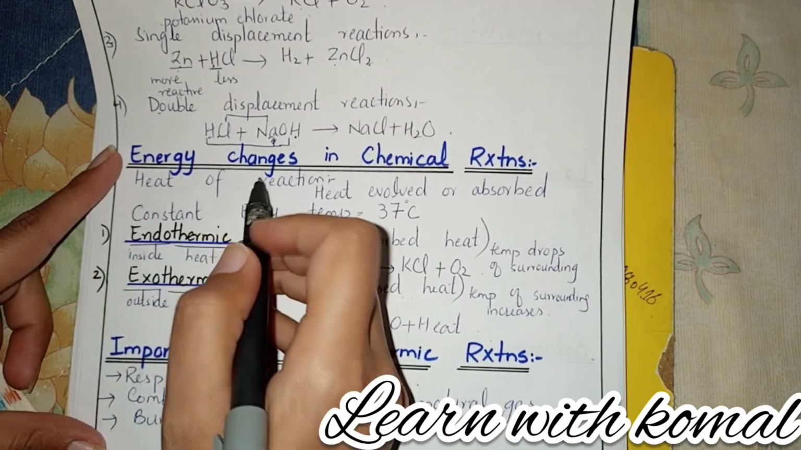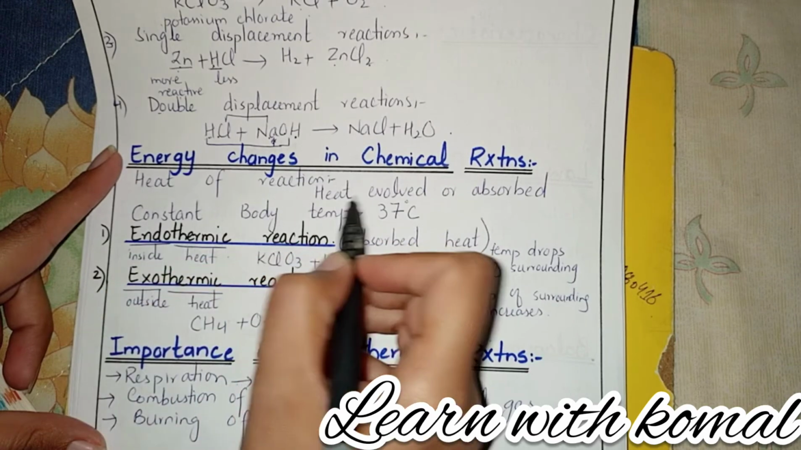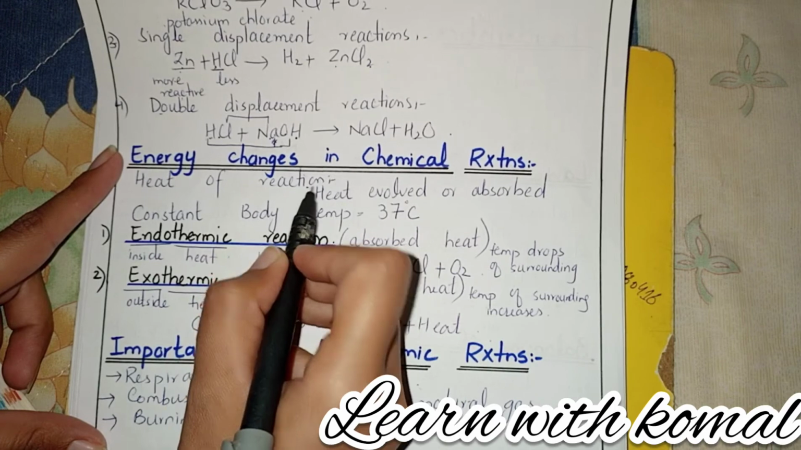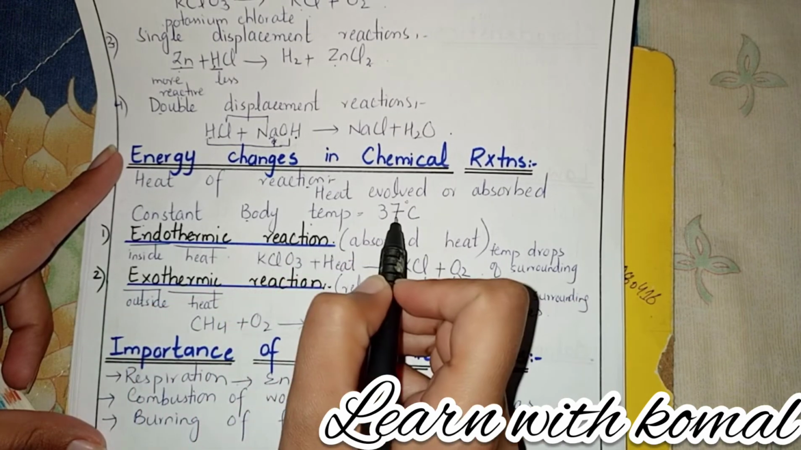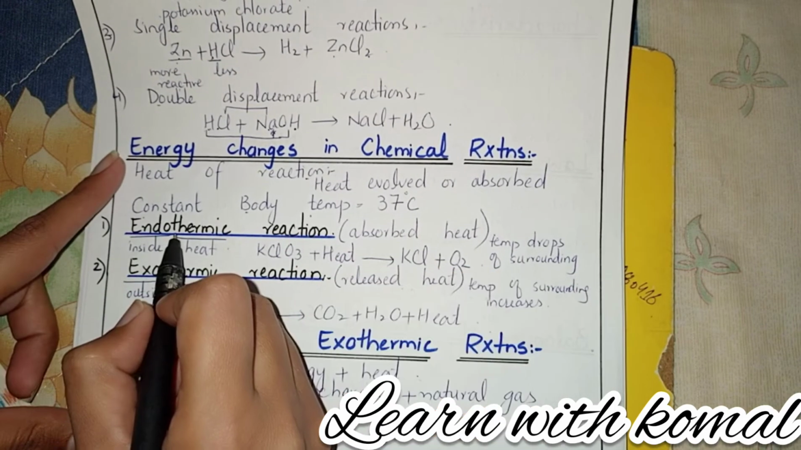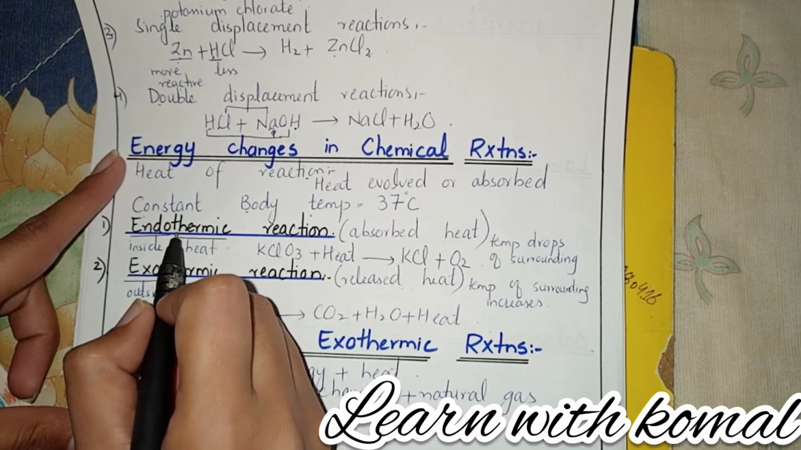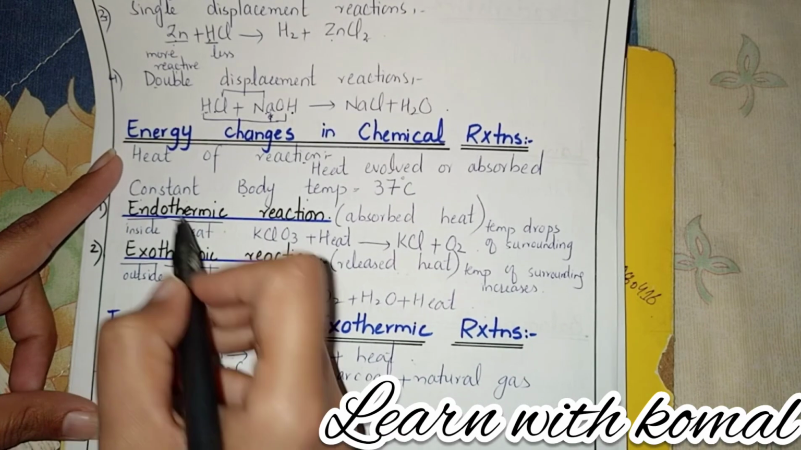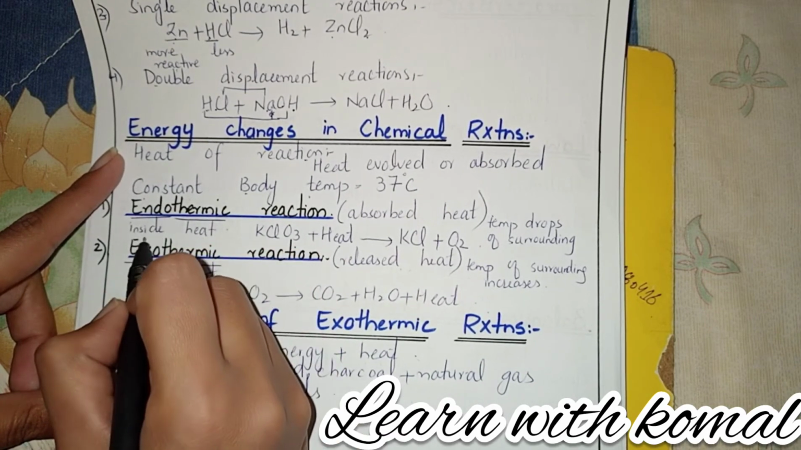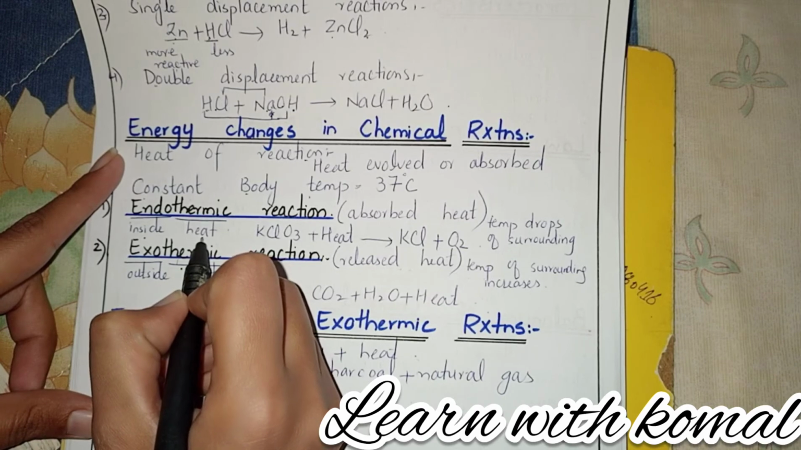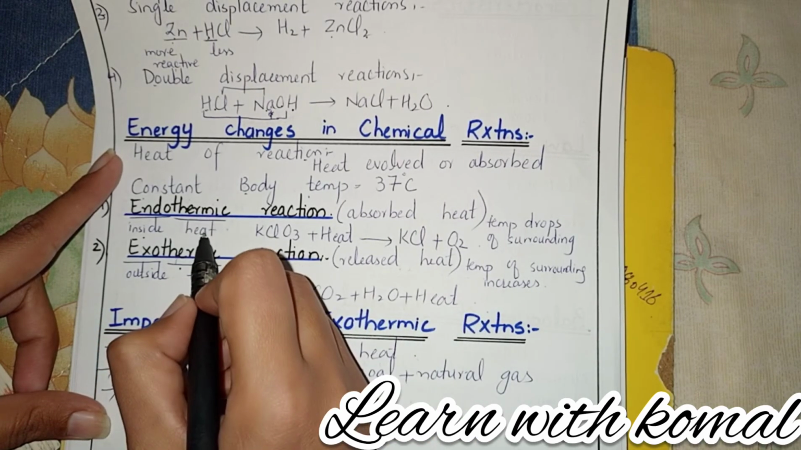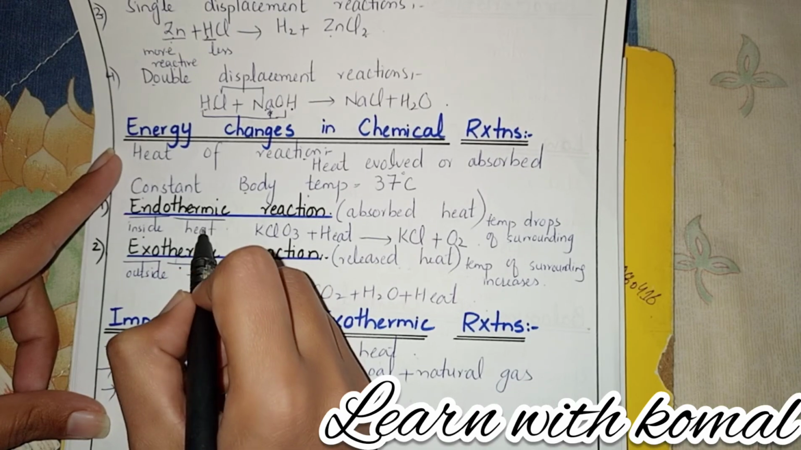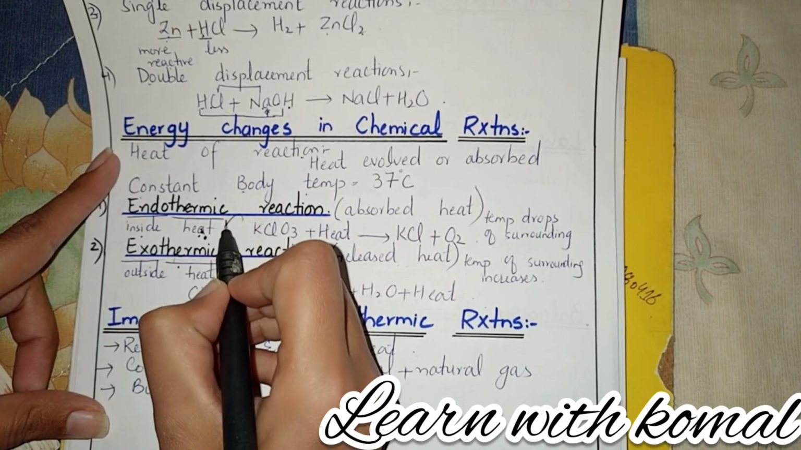Now the energy changes in chemical reactions. Heat evolved or absorbed during a chemical reaction is called heat of reaction. Constant body temperature is 37 degrees C. There are two types of reaction with respect to energy changes, that is endothermic reaction and exothermic reaction. Endothermic: endo means inside while therm means heat. So endothermic reactions are those reactions in which heat is absorbed from the surroundings.